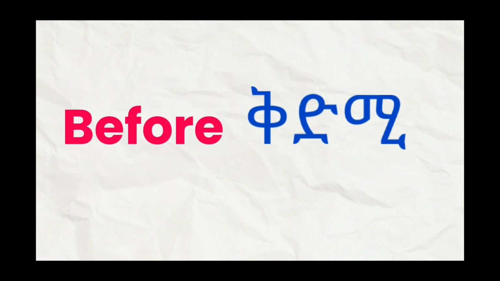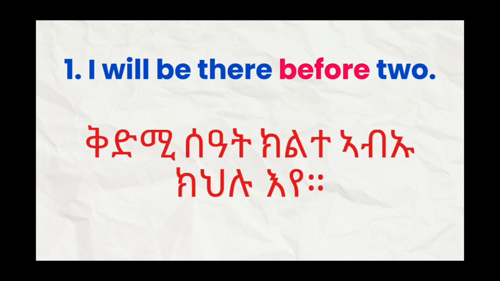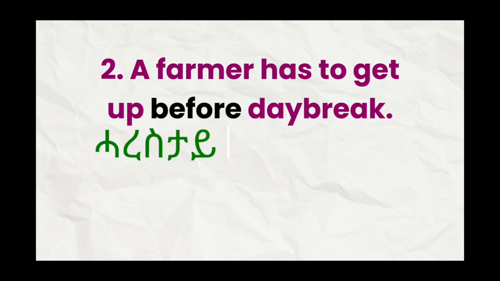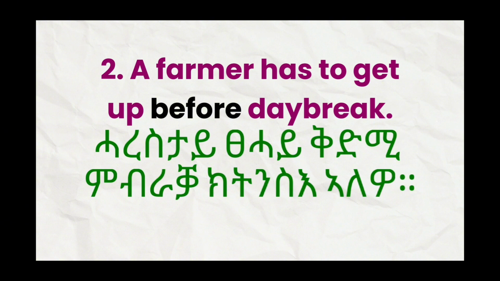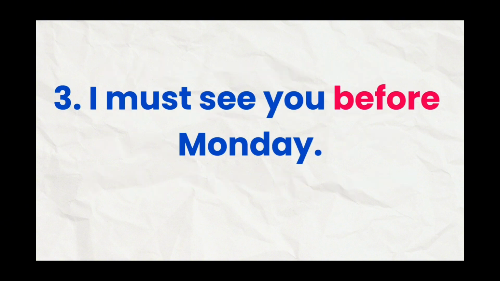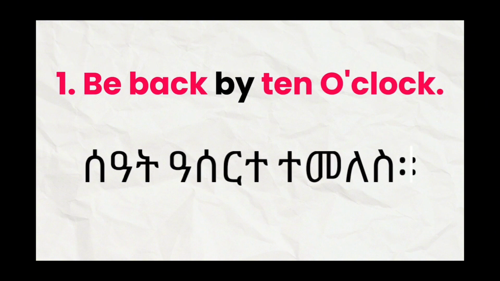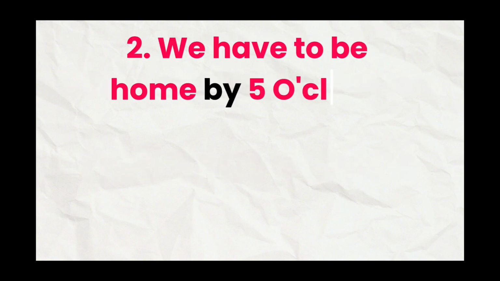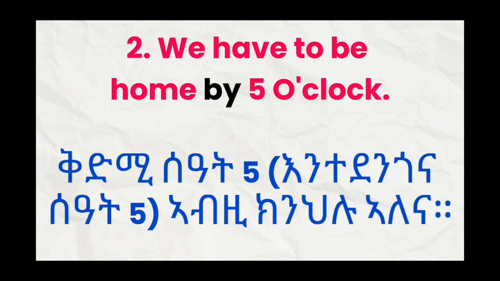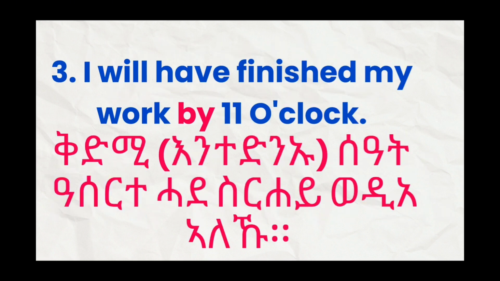Before. Example: 1. I will be there before 2. 2. A farmer has to get up before daybreak. 3. I must see you before Monday. 4. I met her the day before yesterday. By. Example: 1. Be back by 10 o'clock. 2. We have to be home by 5 o'clock. 3. I will have finished my work by 11 o'clock.